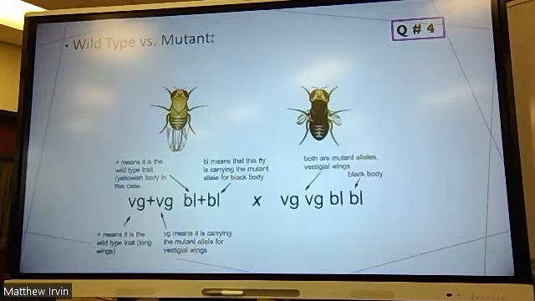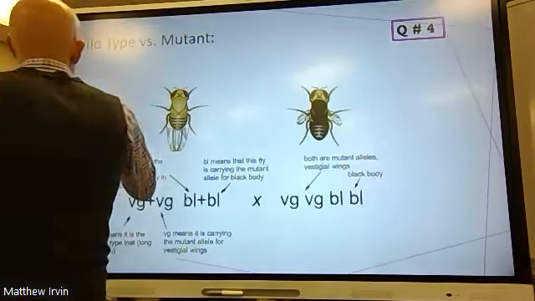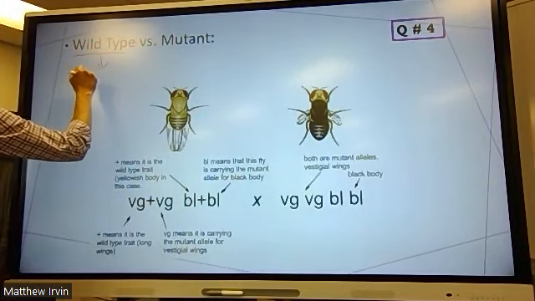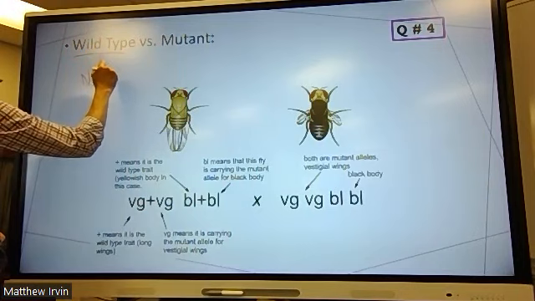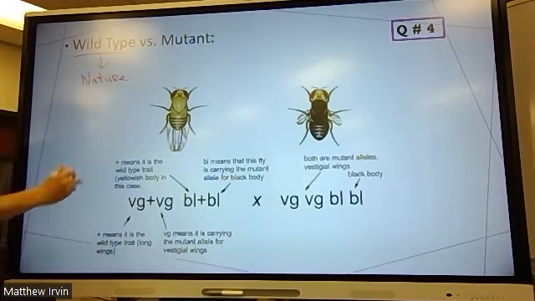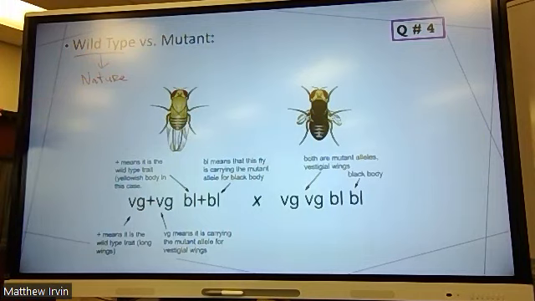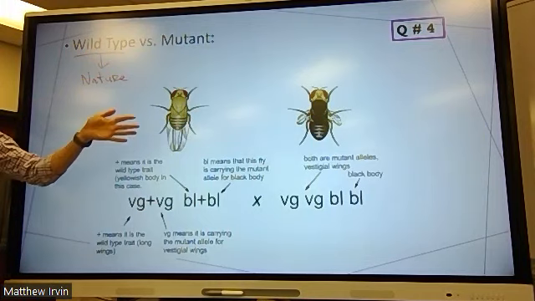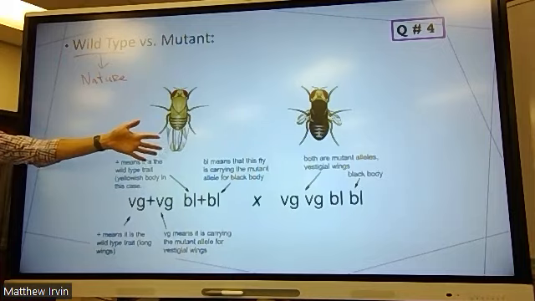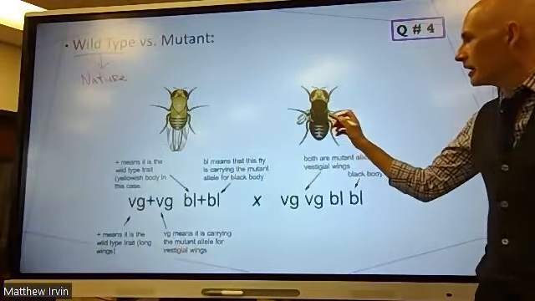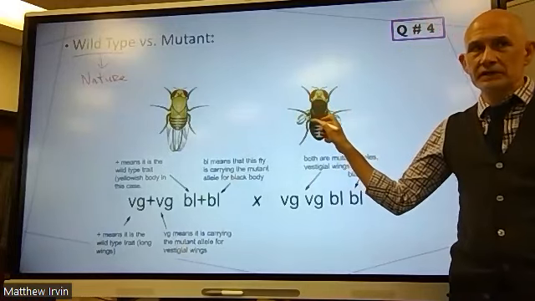All right, so when we talk about genetics, we talk about mutant types and wild types. The wild type is what you would normally find in nature, and the mutant types are the things that are different from that. So if we look at these two fruit flies, the wild type is this yellow body with normal wings. The mutant type over here is the black body and the little shriveled vestigial wings.